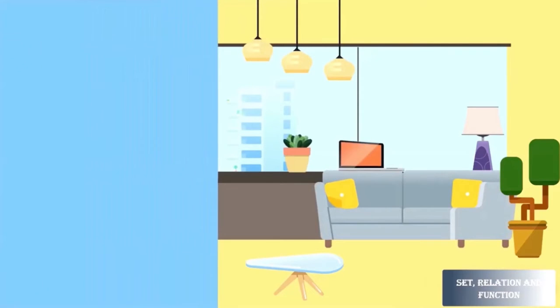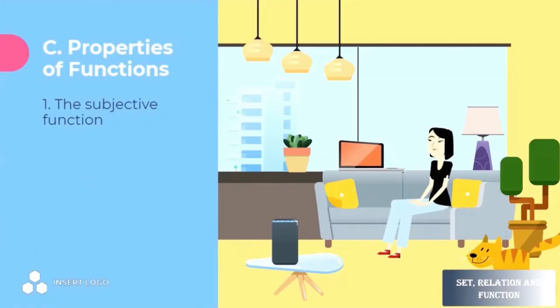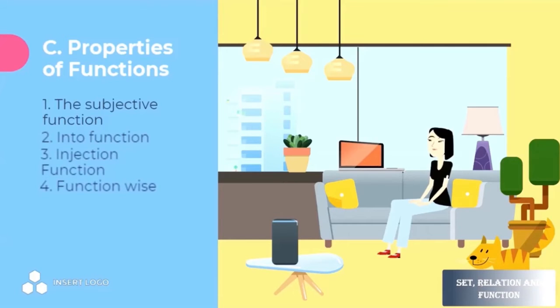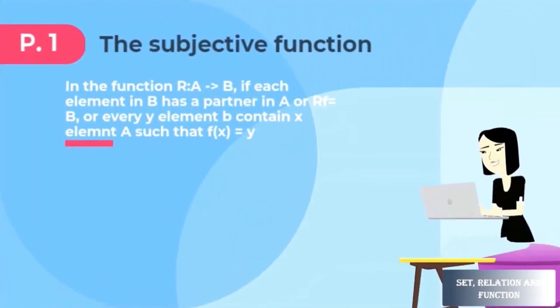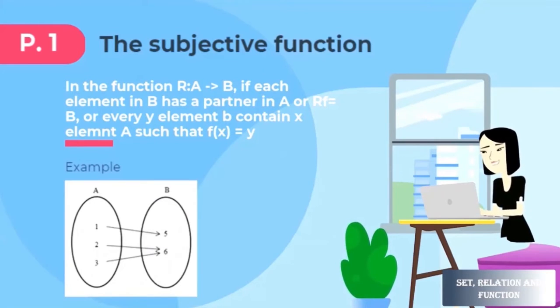So, C. We will talk about properties of function. The first one we will talk about is the surjective function. The second one is the into function. The third one is the injective function. And the last one is the bijective function. The surjective function. In the function f from A to B, if each element in B has a partner in A, or Rf is equal to B, or every y element of B contains an x element of A, such that f(x) is equal to y.